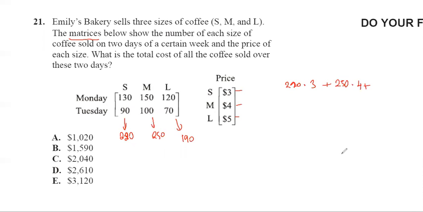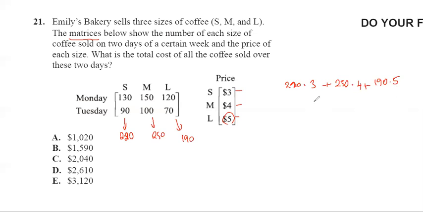So that's why I'm going to just multiply and add them. And the last one, she has sold 190 of the large size, which is going to be 190 times $5 per coffee for the large size. So all I just do is this multiplication and addition.